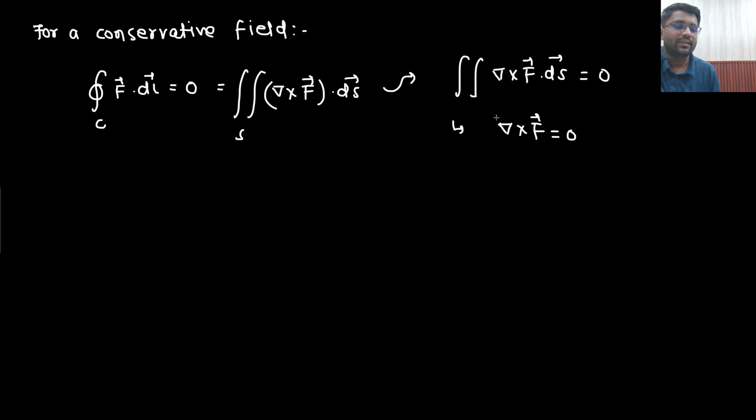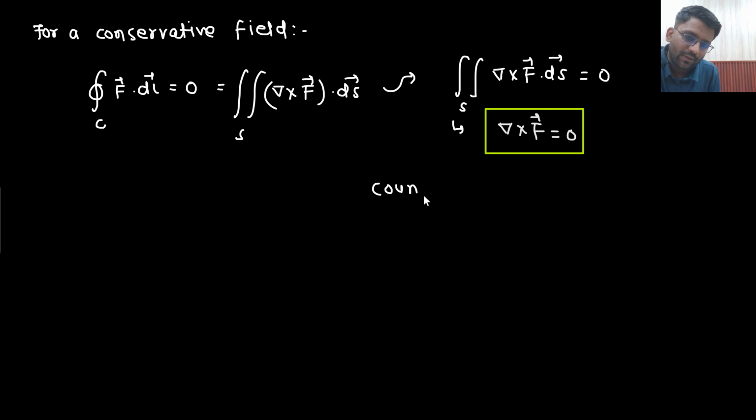Is it a necessary condition? I am asking you, is it a necessary condition? The double integral of del cross F dot ds equals 0 is given. From here, I concluded that del cross F equals 0. What could be a counter argument? Someone would give a counter argument.